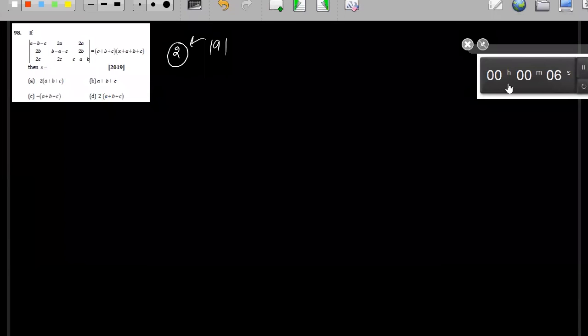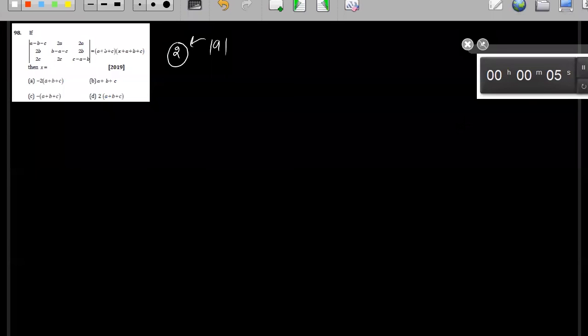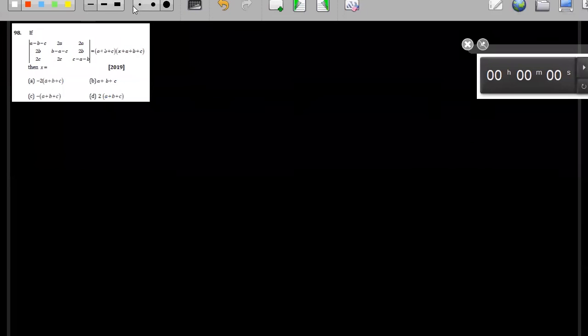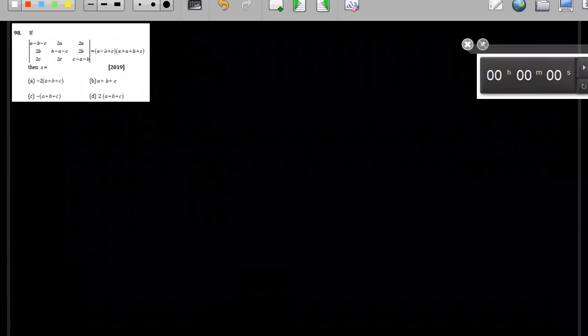You have taken 2 minutes to solve this question. For JEE, 2 minutes is too much for each question. 2 minutes is too much for this kind of maths question. Okay. People solve it in 2 minutes.